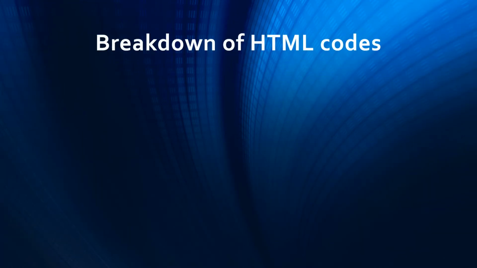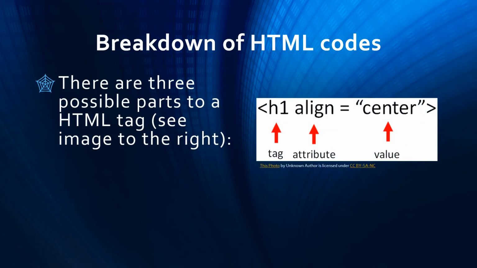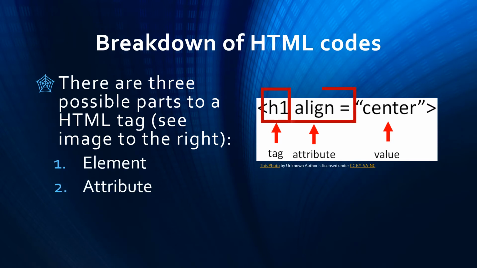The breakdown of HTML codes. There are three possible parts to an HTML tag. You have the element, which is the H1. You have the attribute, which is the align equals. And then you have the value, which is the word center that is in quotation marks.